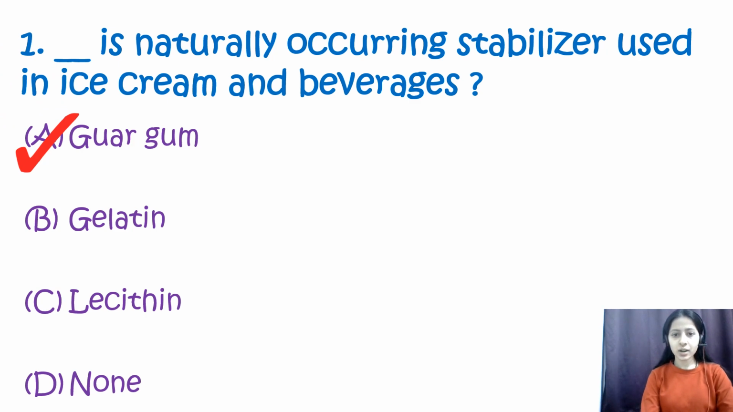So actually guar gum is derived from the guar beans, and it improves the texture and viscosity of the product. Even gelatin and lecithin also act as stabilizers, thickeners, or emulsifiers, but these two are not the naturally occurring stabilizers.